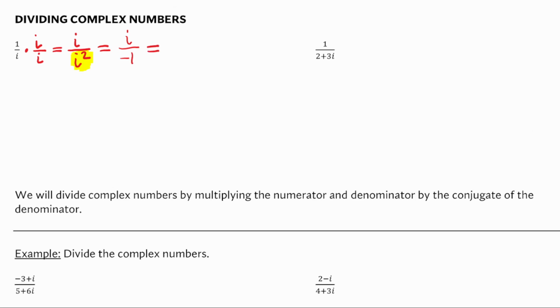We know what happens when you divide something by -1, it just makes it negative. So this is -i. Okay? And that's how we would divide 1 divided by i. Okay. 1 over 2 plus 3i, we're going to need to be a little more careful.